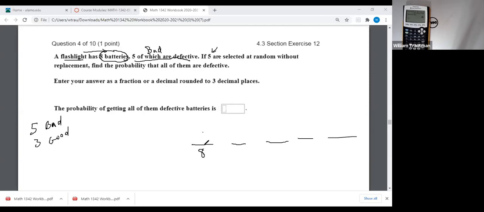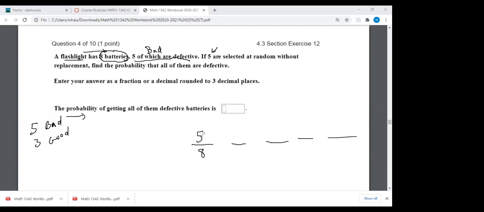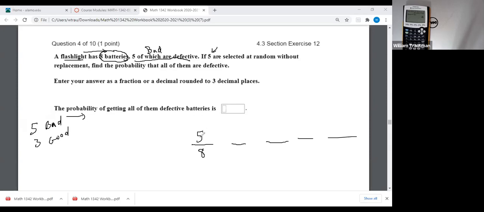We know there's 8 total. And the probability of getting a bad one, well, we know we have 5 bad, or 5 out of 8. Like 1 out of 3 or 1 out of 2.5? Well, 5 out of 8 are bad. Correct. That's the probability of getting a bad one: 5 out of 8.